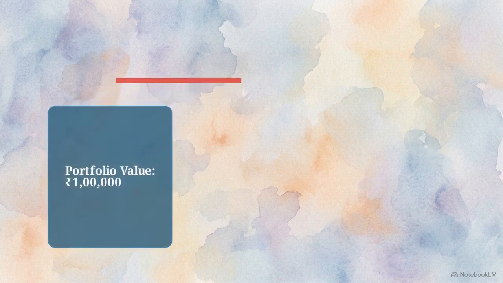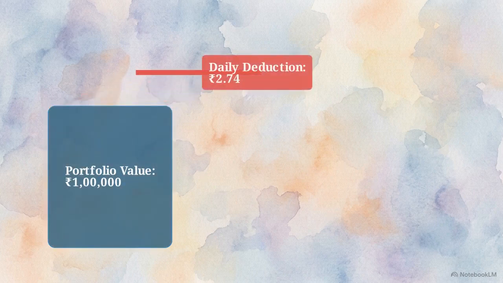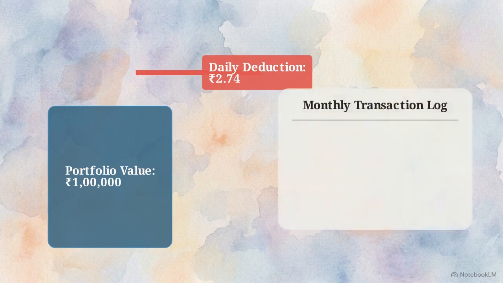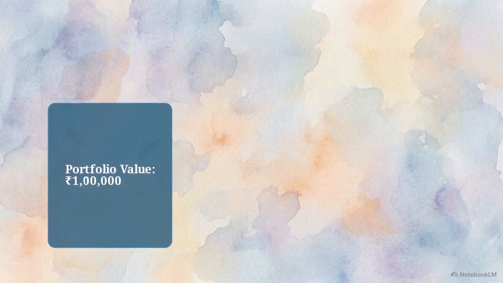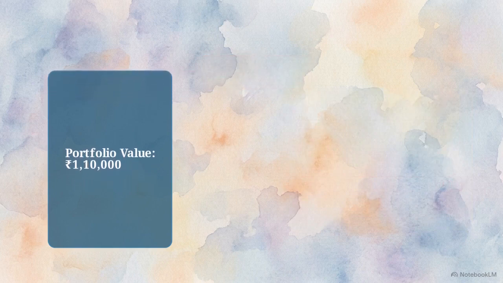deduction rate equals roughly 0.00274%. Every single day, a microscopic slice of your portfolio is extracted. For a 1 lakh balance, that is exactly 2 rupees and 74 paise, shaved cleanly off the top. This extraction occurs completely behind the scenes, far removed from the transaction logs and monthly statements you monitor.